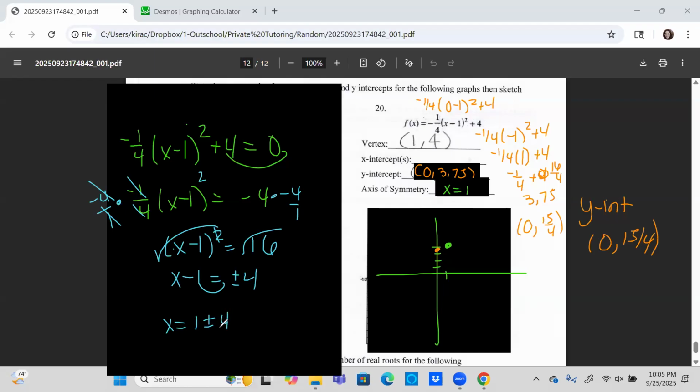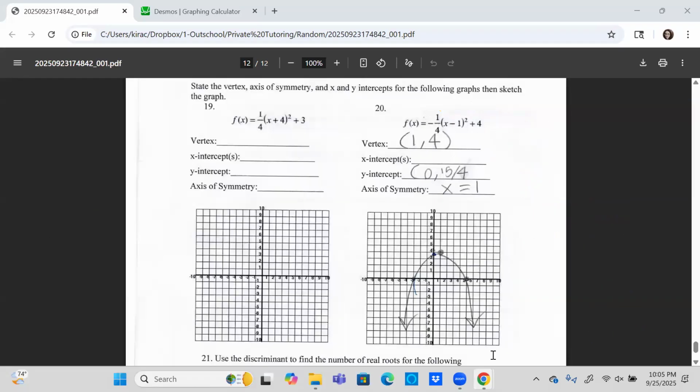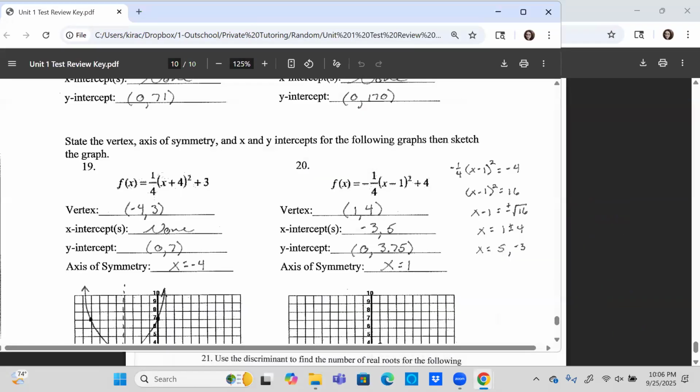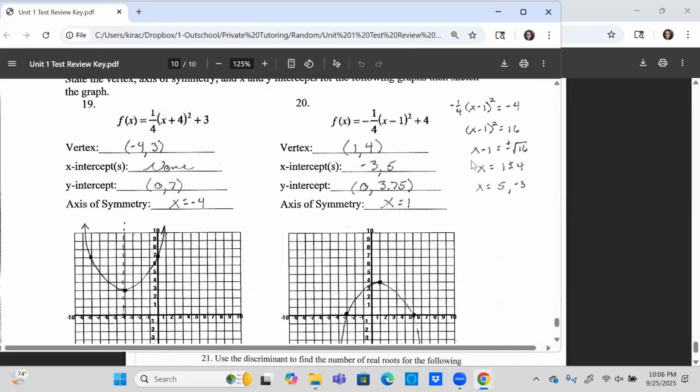1 plus 4 is 5. 1 minus 4 is -3. So 1, 2, 3, 4, 5. 1, 2, 3. Boom. Boom. Boom. Intercepts 5 and -3. Or if you want them as points, over 5, up nothing, -3, nothing. Yes, you could use Desmos to check all that. Again, not the axis of symmetry so much, but the rest, yes. Checking. Yep, yep, yep. Good, good, good.